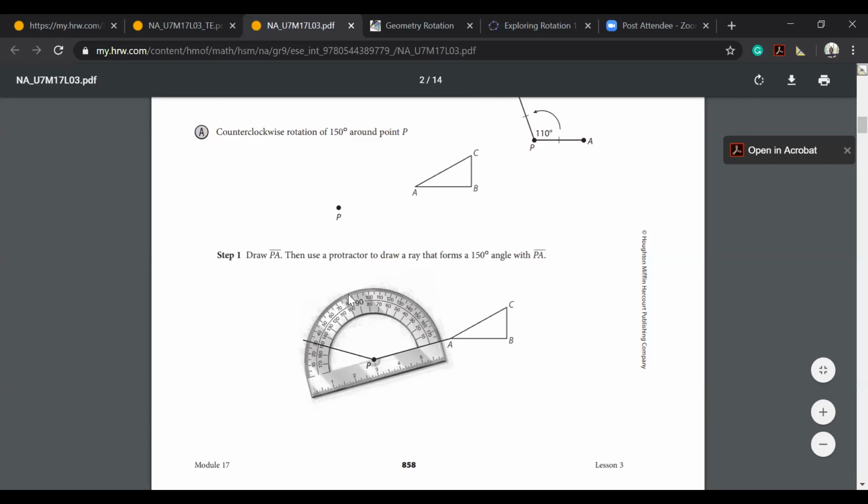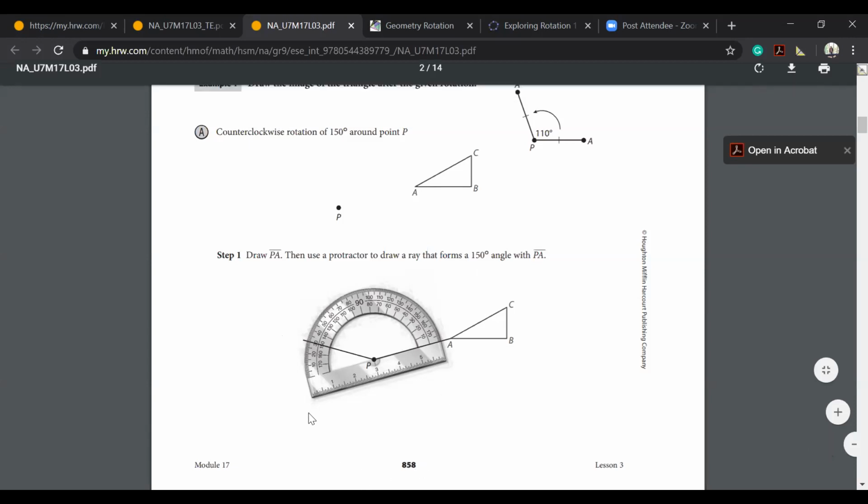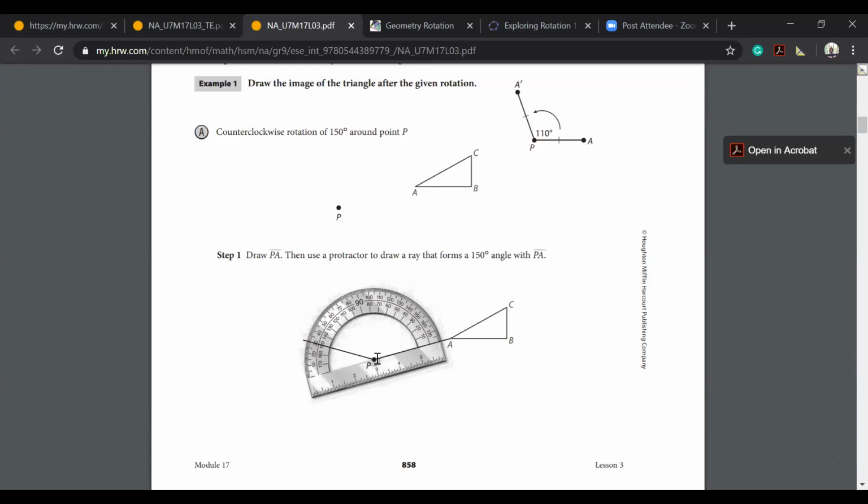How can I know whether I should put it upward or downward? Based on the direction. The direction here is counterclockwise, so I should be moving in here, I should be reading the degree from here. That's why I put the protractor in this way, not in the other way, facing downward. I put the center on the center, the line on the line, and then I will start reading. Of course, I will read from the inner or the outer? From the inner. Always read from the smaller one. And I should read how many degrees? 150 degrees. 0, 10, until I reach 150 degrees.